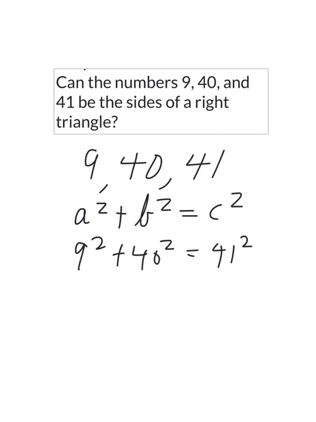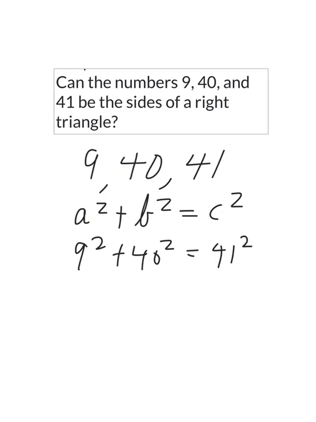By the way, the biggest number, 41, must be in the place of the hypotenuse. Because with any right triangle, remember, the longest side is always the hypotenuse. So the biggest number always goes in the place of the hypotenuse.